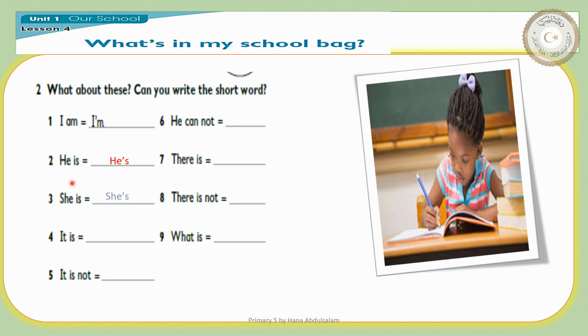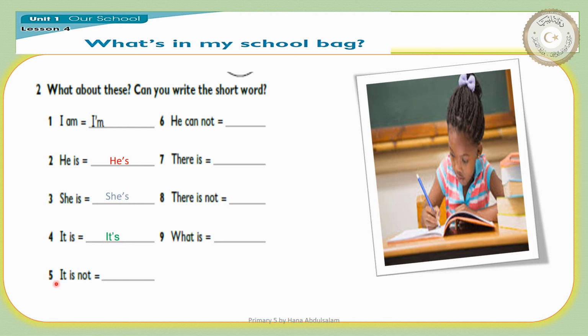How do we read this one? He is. What about this one? He's. It is the short form. What about this? She is. What is the short form here? She's. Okay, number 4. Muhammad, can you write it on the board? Excellent. Good boy. It's.